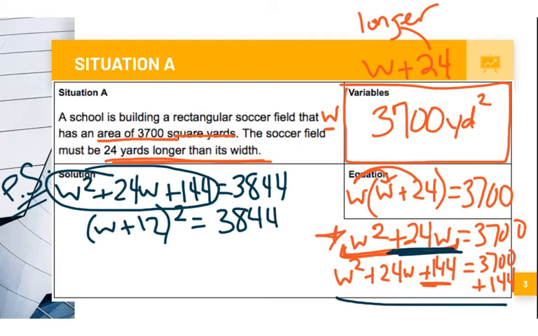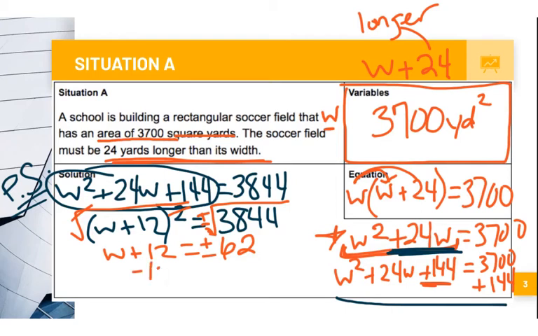All right, so now I'm going to take the square root of both sides, not forgetting my plus minus, and I'm actually going to use my calculator. But first, square and square root cancel out, so I get W plus 12 equals a positive and a negative. Let's see, what number are we going to get? Square root of 3844. Oh, and it's an even 62. So remember, it's not just 62, it's 62 and negative 62.